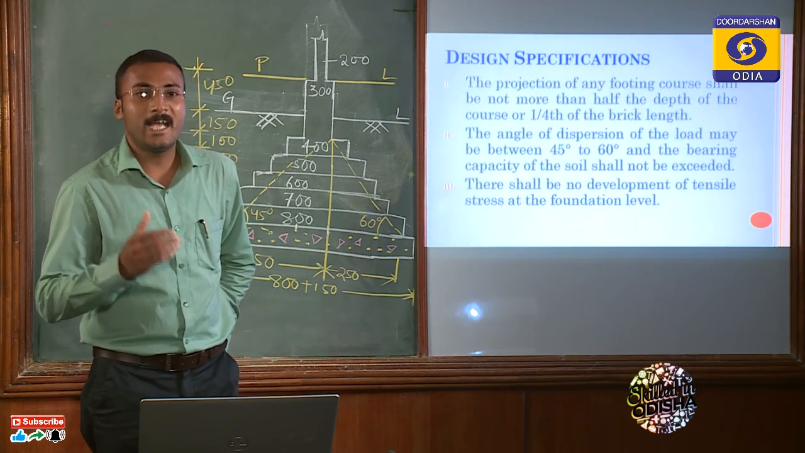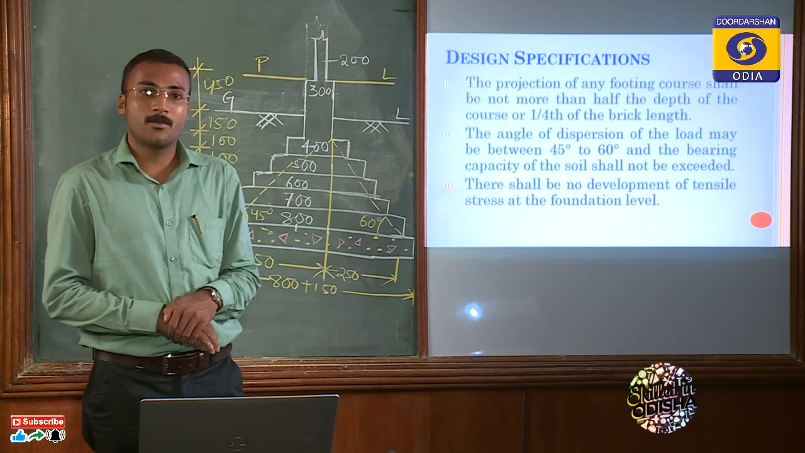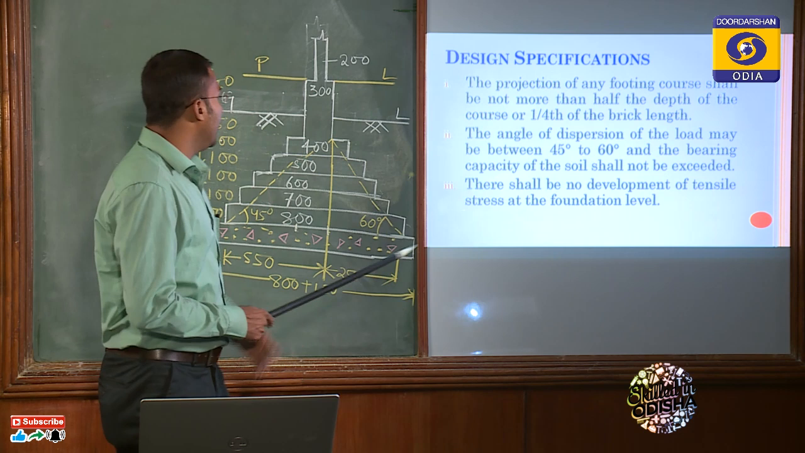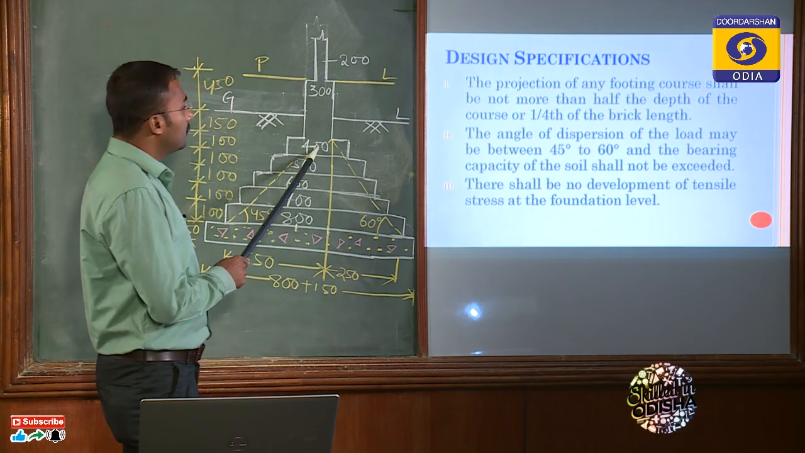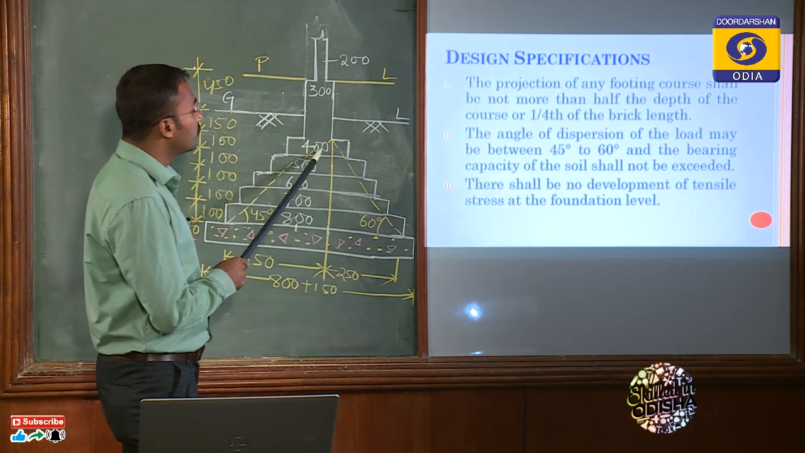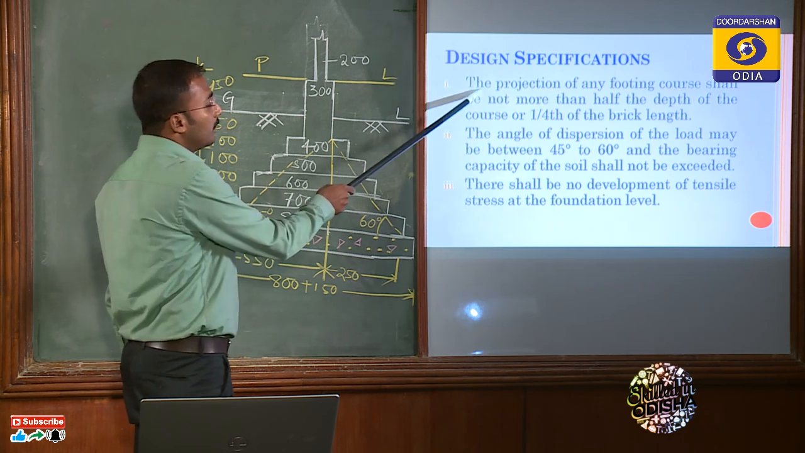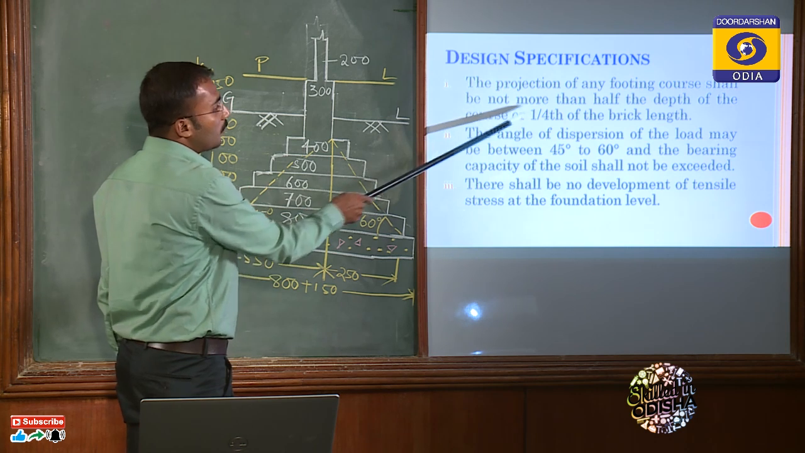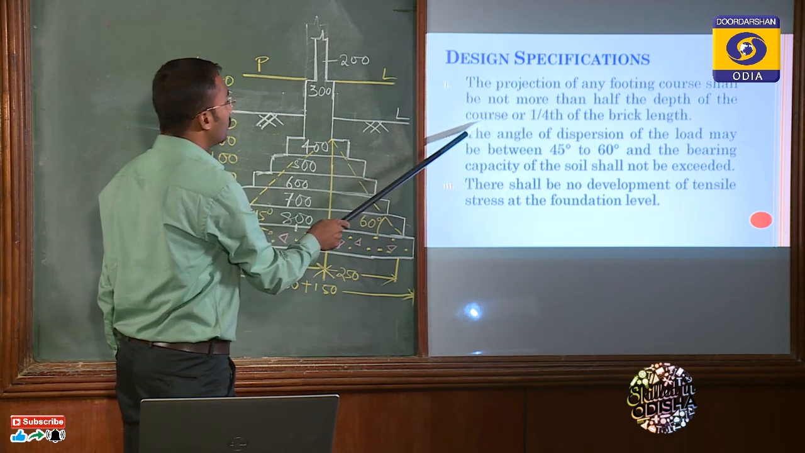So what are the design specifications for these masonry wall footings? Number one is the projection. The projection of the footing course shall be not more than half the depth of the course or 1/4 of the brick length. So see here, this is a footing course, and the code suggests that the projection of any footing course shall be not more than half the depth of the course.